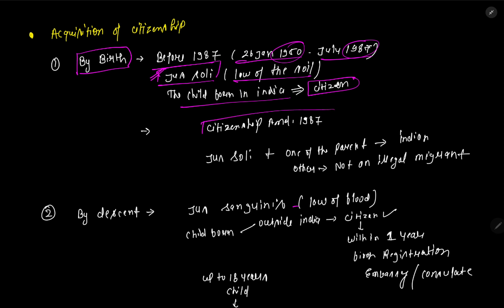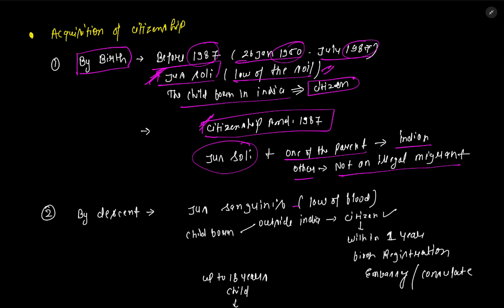Then in the year 1987, the Citizenship Amendment happened. With jus soli, they added one more thing: that one of the parents should be Indian and the other not an illegal migrant. So earlier it was simple: if you were born in 1987 or before, there is the rule of jus soli. On that basis, if a child is born on the soil of India, he will be considered an Indian citizen. But with the 1987 amendment, one of the parents should be Indian and the other should not be an illegal migrant.